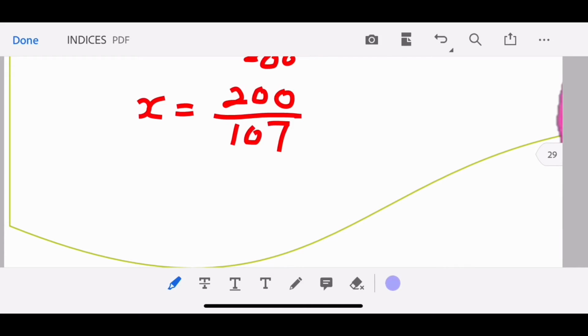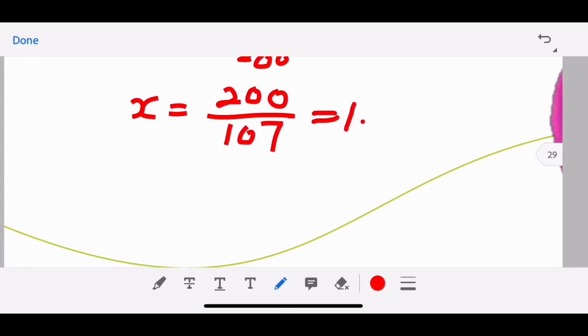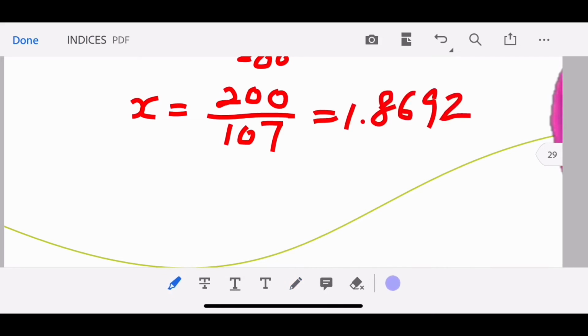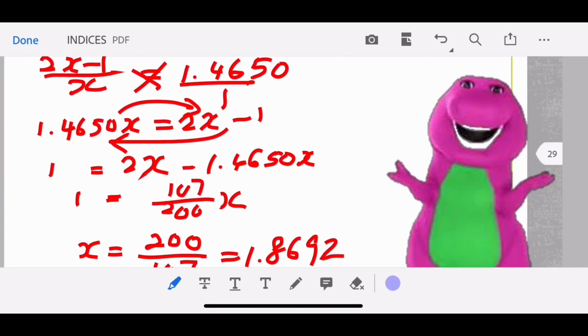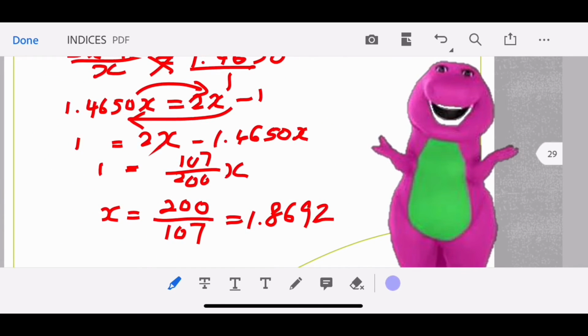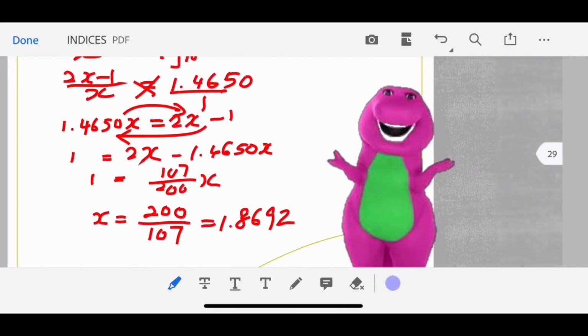If they never mention how many significant figures, you just leave your answer in 4 significant figures. Alright, okay, so it's quite simple. I think everyone can do. So it's 1.8692, right? So if you want to write in 4 significant figures, it will be 1.869. Okay, alright, so I'm sure you can do well if you keep on practicing.